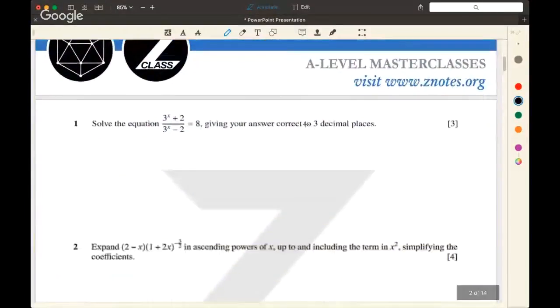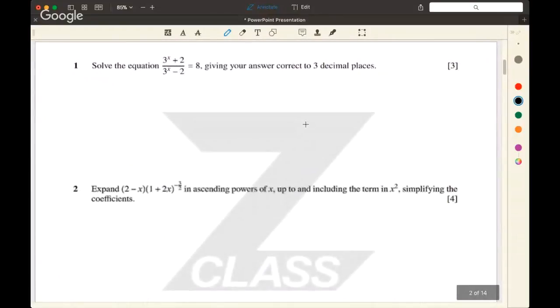Okay, first question, exponents. The first task here is to just rearrange, giving us 3 to the x plus 2 is equal to 8 times 3 to the x minus 16. And then we gather the like terms.